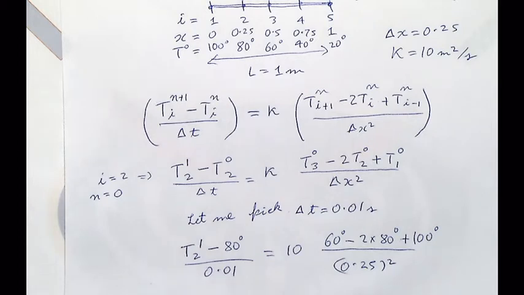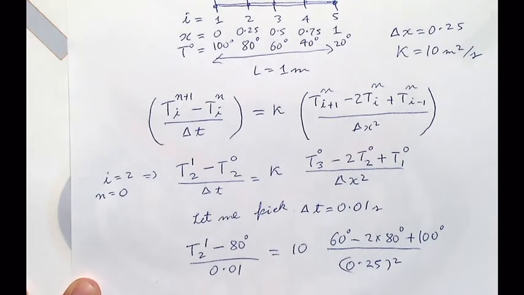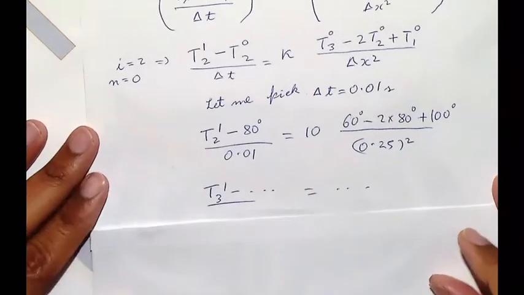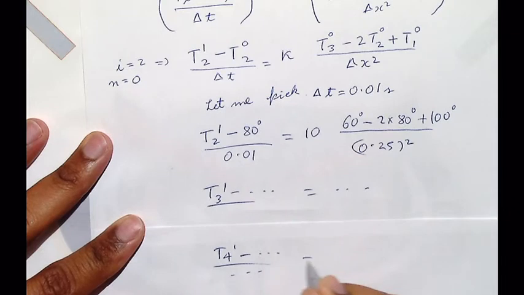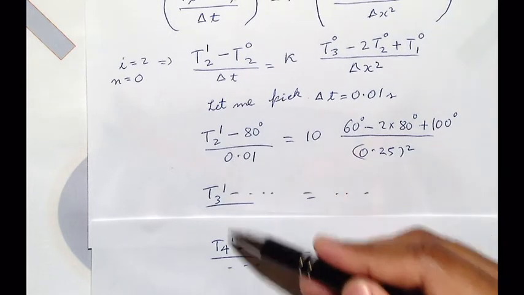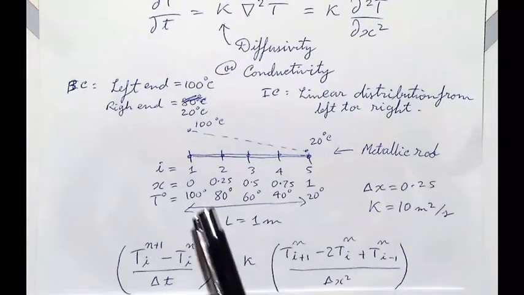Okay. So I can do the same for everything, right? I can do this for T3 at 1 minus blah blah blah equal blah blah blah. I can keep going like this, T4 at 1 minus things equal thing. Right, okay. So at the end, what I've done is I have figured out T2, T3, T4 at the next time step. But is that all? I mean, my i goes from 1 to 5, right? What should I do with 1 and 5?